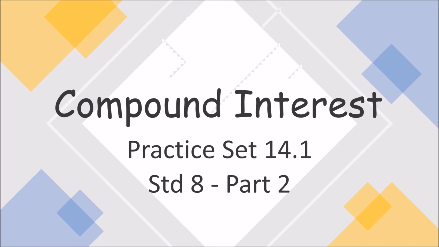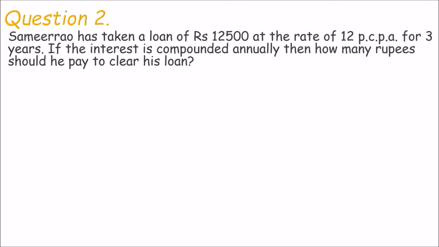Practice set 14.1. Let's learn. Now here we have question number 2. It is given that Samir Rao has taken a loan of rupees 12,500 at the rate of 12 PCPA for 3 years. If the interest is compounded annually, then how many rupees should he pay to clear his loan?